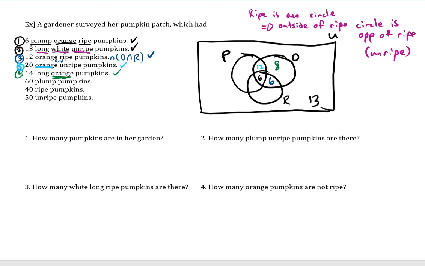And then we've got 40 ripe pumpkins. Well, here's our ripe circle, and that has 2 blanks as well, so I can't use that. So I'm going to label this one 6. The 50 unripe pumpkins is what we can use, because that is the regions that are not inside the ripe part.